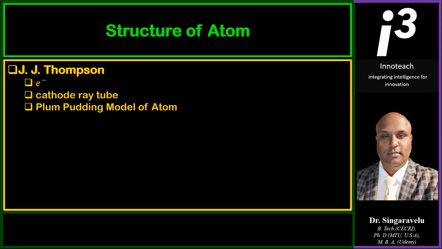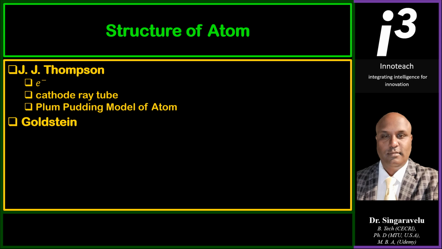So based on that, he discovered and identified that those particles were indeed negatively charged, and they were called electrons. And the electron was identified in the atom, the first subatomic particle discovered in the history of atom, or in the study of structure of atom. So this one, he thought, is distributed in the positively charged atom, and that model is called the plum pudding model of atom.